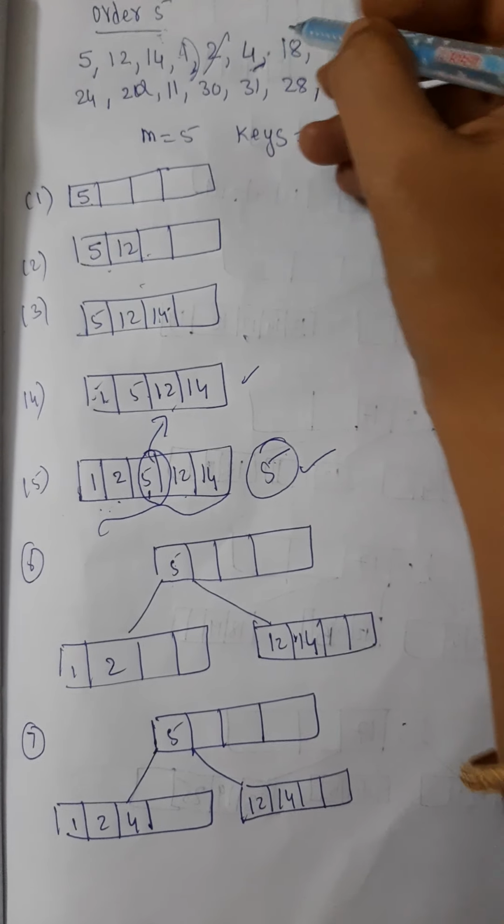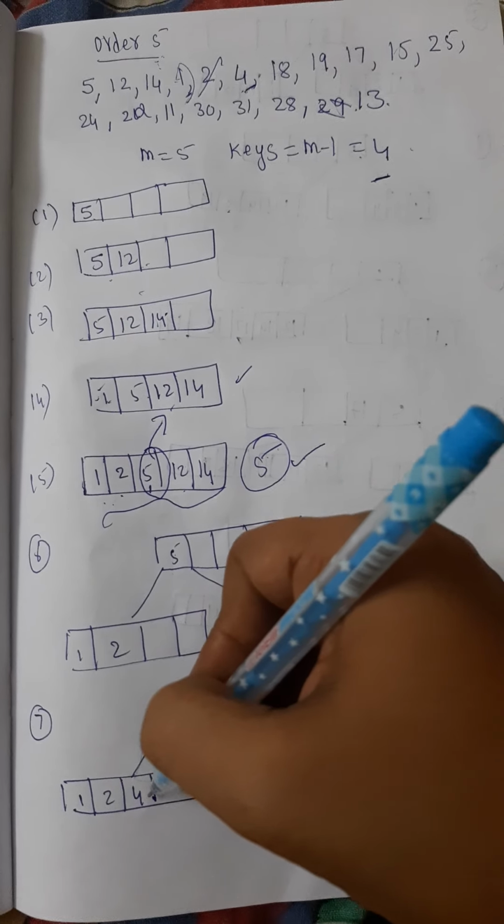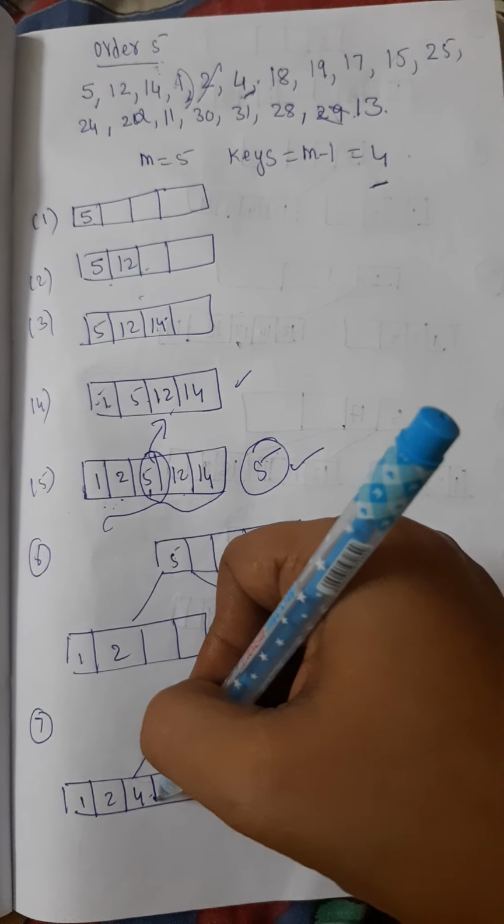Now coming to 4. Now compare with the root node. 4 is less than 5. So it will come to the left child now.